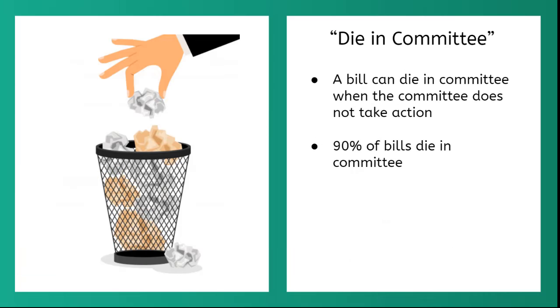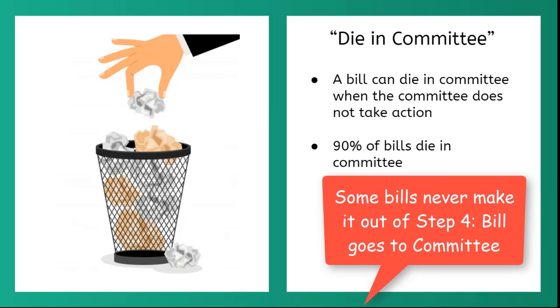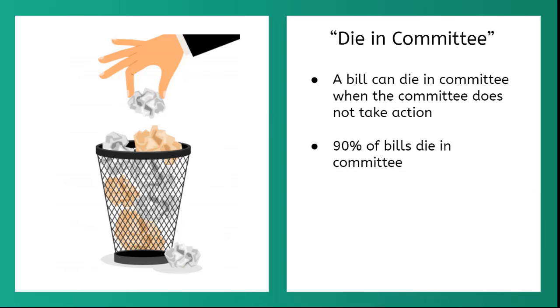While this process is true for every bill that becomes a law, some bills never make it out of step 4, bill goes to committee. This is simply because the committee does not take action to review or revise the bill. When this happens to the bill, it has died in committee. About 90% of bills die in committee. Sometimes it's because they're not practical ideas, or they've never even been intended to become a law, and the writers of the bill just want to bring attention to the idea. But some bills are just neglected and forgotten about.